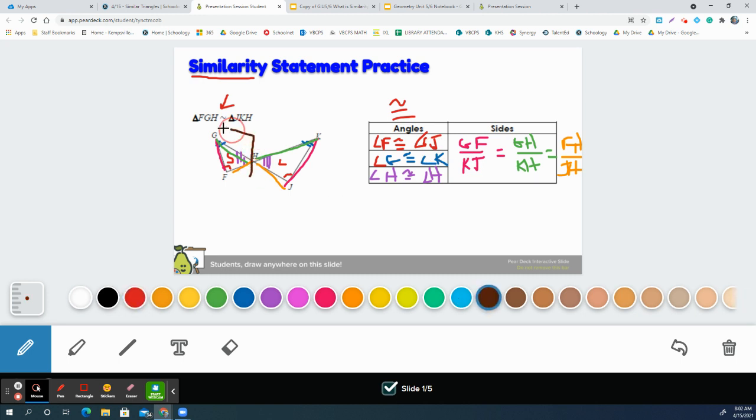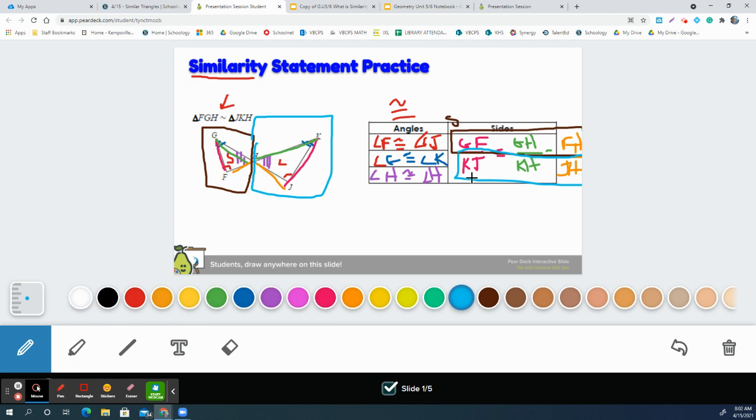What I want you to notice here is that the GHF triangle is all on the top. GHF, all of those triangle pieces are the small triangle, so they have to go all together. All of these bottom parts of our proportions are all from the same triangle, HKJ. All my HKs and Js are the large triangle, so they have to all go side by side.